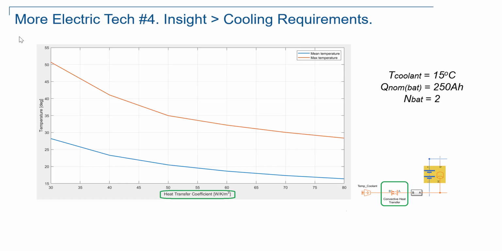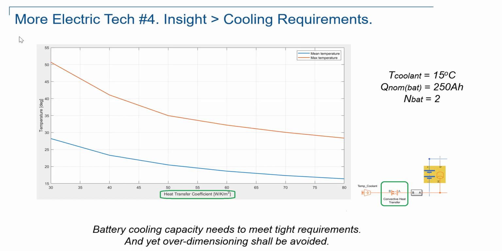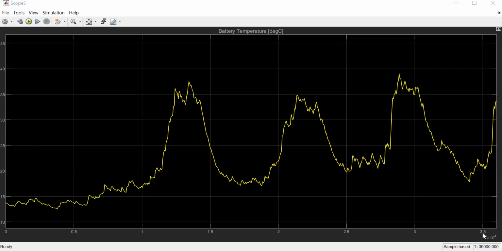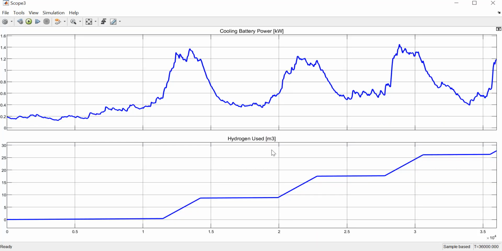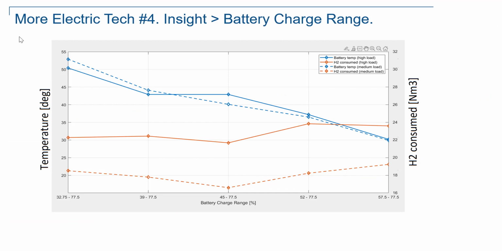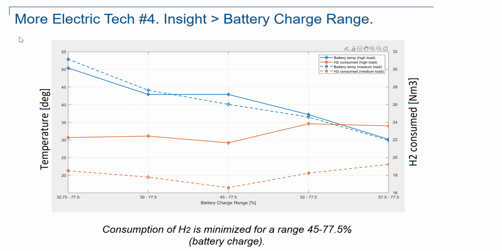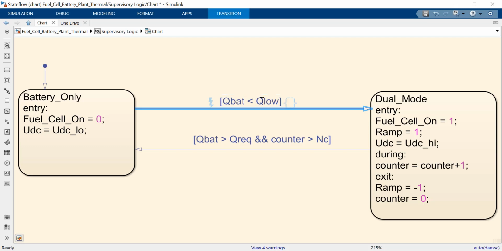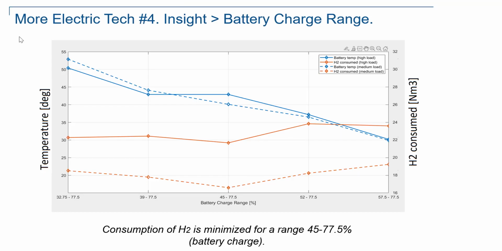What are the insights needed to design and operate the system? Let's start with cooling requirements for the battery. And we see for a high load duty cycle, the temperature of the battery, and then the cooling required for that purpose. So the goal here is to meet requirements, but to avoid oversizing. One critical aspect to overall performance and hydrogen consumption is the intended battery charge range defined in the supervisory logic. In this case, hydrogen consumption is minimized for a range between 45 and 77%.